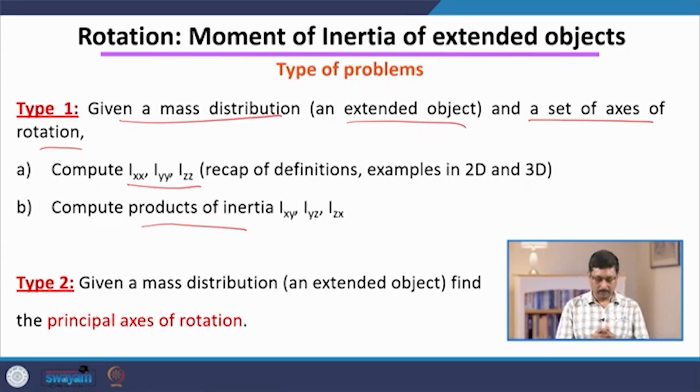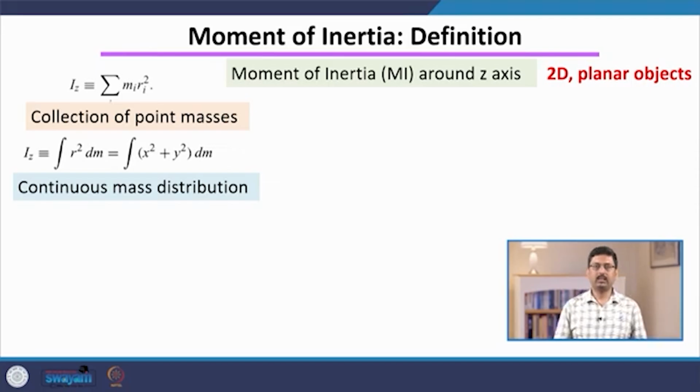The second type of problem is the following: given a mass distribution. We are going to assume that the mass distribution of the object is known. Then there is a certain special set of axes of rotation called the principal axes of rotation. We are going to discuss what they are and how to find them. So, these are the two types of problem that will be the focus for the next few lectures on moment of inertia. Let us start with a definition.